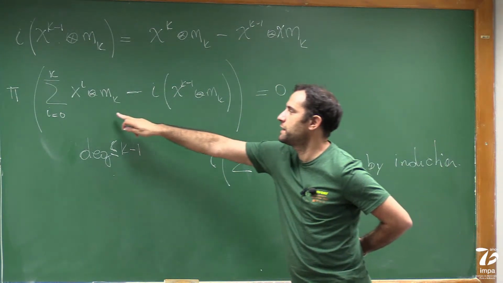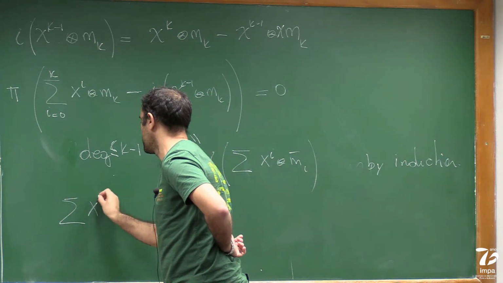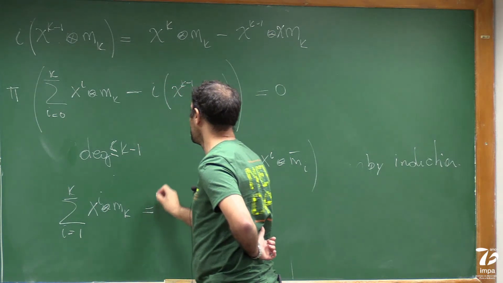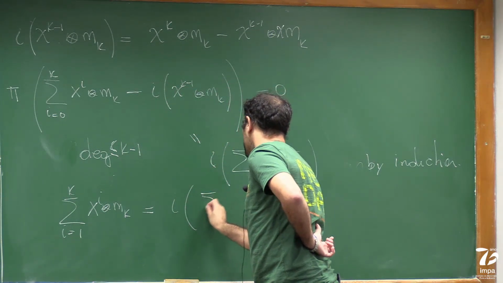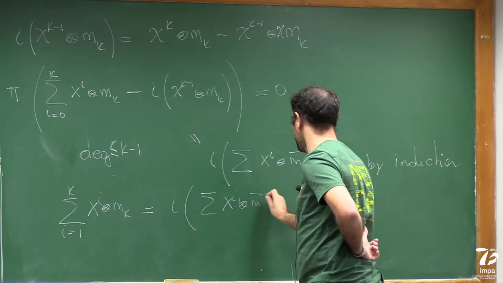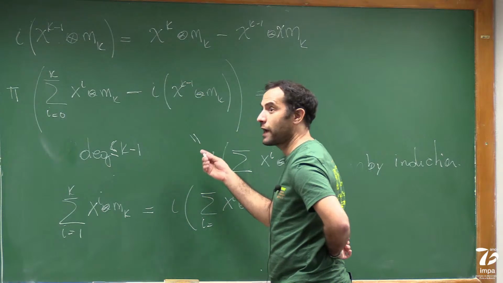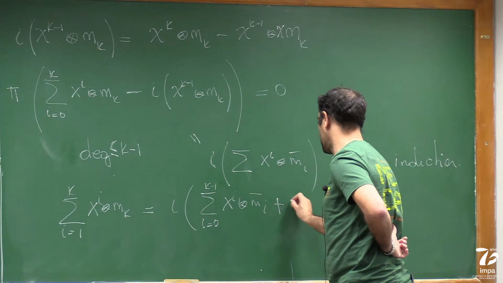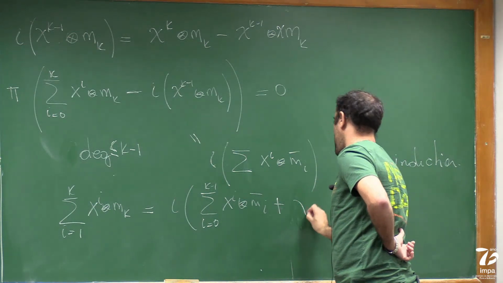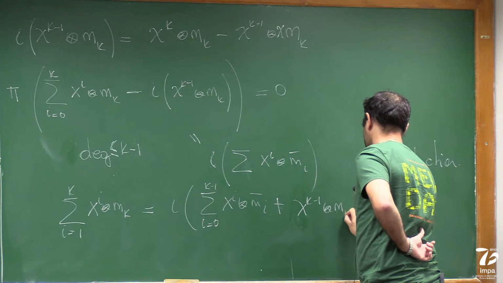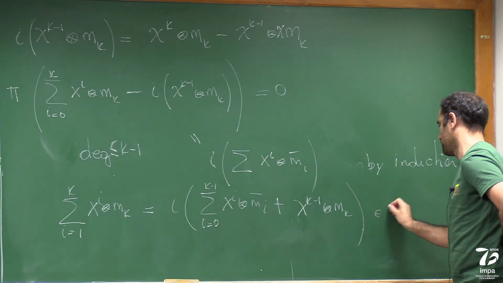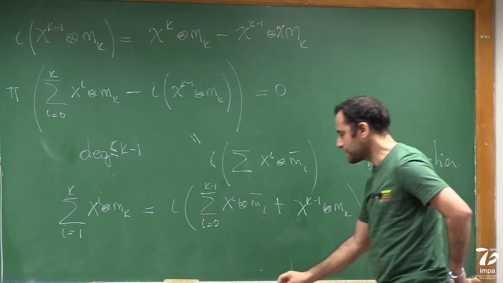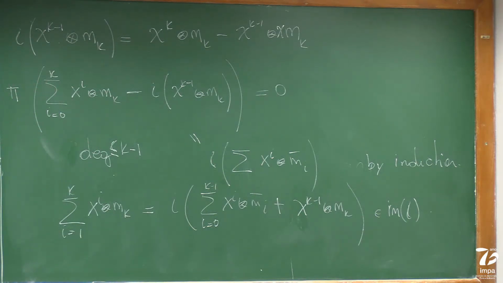Okay, but then we're seeing that this implies that the sum of x to the i times mk from i equal to 1 up to k is equal to this term, iota of the sum of x to the i tensor n bar i, which is of degree less or equal than k minus 1, plus this x to the k minus 1 tensor mk, which is in the image of iota, which is what we wanted to prove. Okay, so this sequence here is exact.